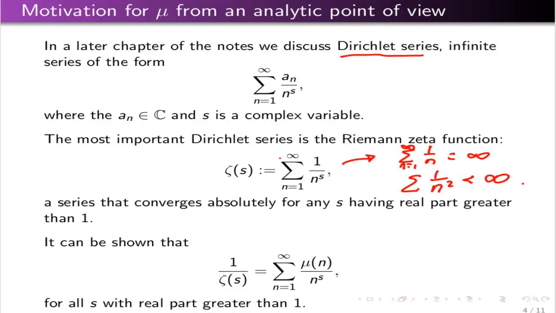It turns out that a series of this type will converge for any complex number having a real part strictly greater than 1. Now it can be shown that if you take the reciprocal of the zeta function, it'll be another Dirichlet series, and the coefficients are going to come out to be this function we're defining right now, the Mobius function. So that's where it arises in a very natural way in analytic number theory.